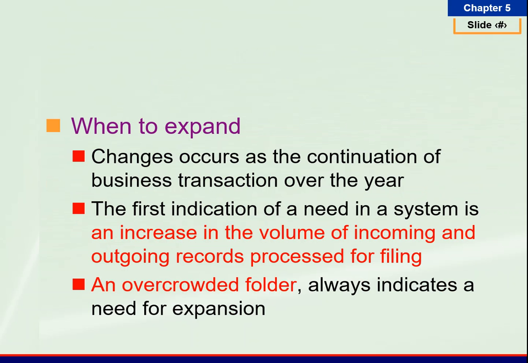The next one is when to expand the geographic filing. You need to expand when changes occur as the continuation of a business transaction over the years. The first indication of a need in a system is an increase in the volume of incoming and outgoing records processed for filing. An overcrowded folder always indicates a need for expansion. Previously, we learned that according to the National Archives, we cannot have a folder more than 1 inch. So, when we have more than 1 inch, we need to open a new folder or a new file.